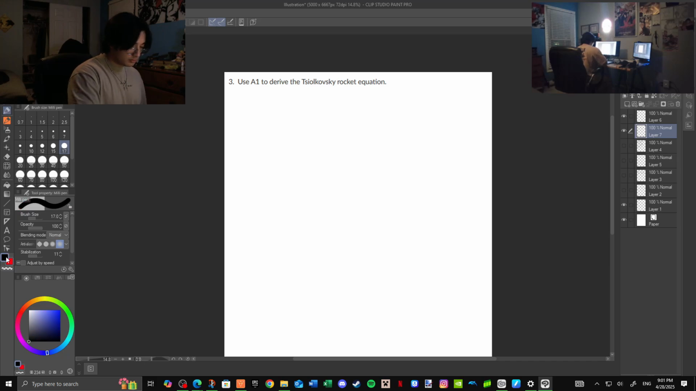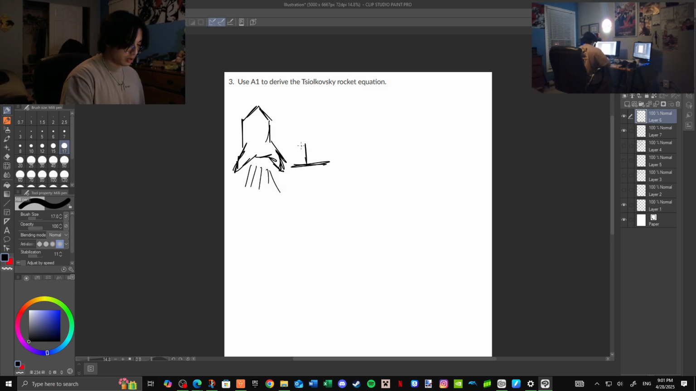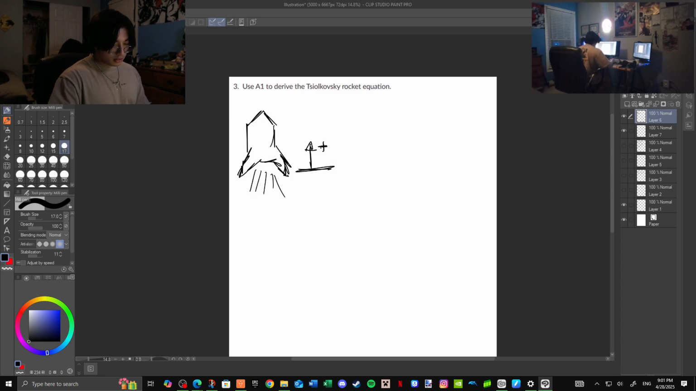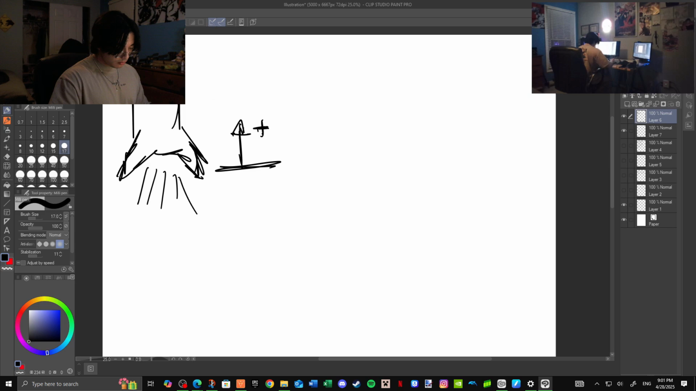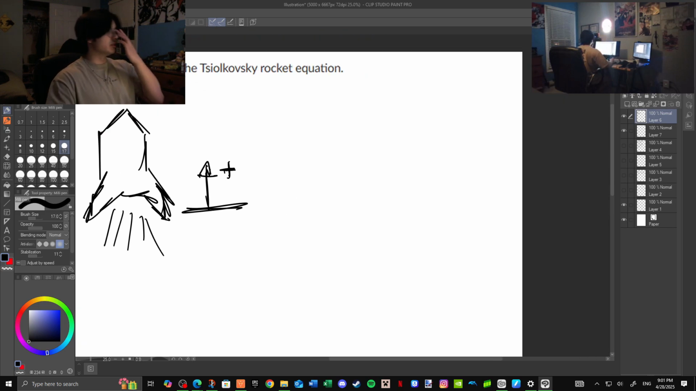In this problem, we have a rocket that is launching upwards. So there's the rocket. It's going to launch upwards from a launch pad. Upwards is the positive direction. So the first thing we need to know is that we need to take the velocity relative to the launch pad.